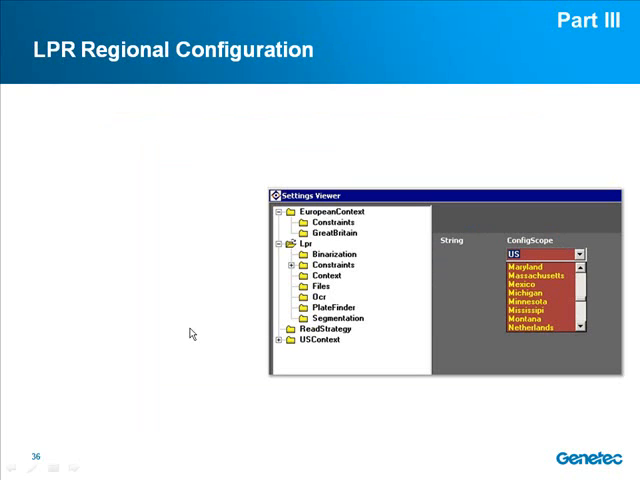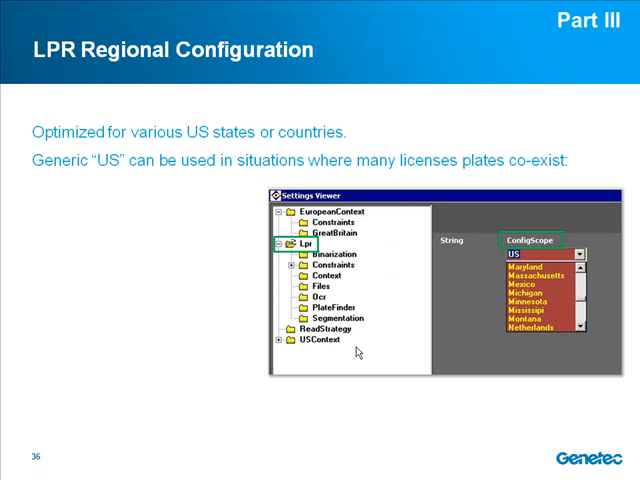Now if we take a look at the specific LPR settings viewer, we have another config scope field that can be set up under the LPR folder. This is used to optimize the reading process based on a particular state or country. If you're using the system in a location where you may be reading plates from many different states, you can use the generic US config scope. Some examples of locations where you may have many different states are at a university campus or a building located at the edge of a state.